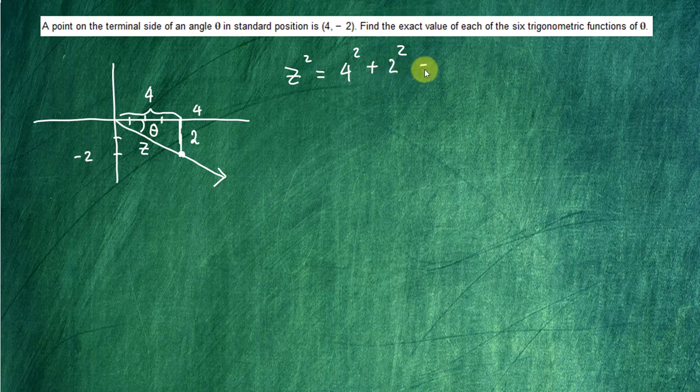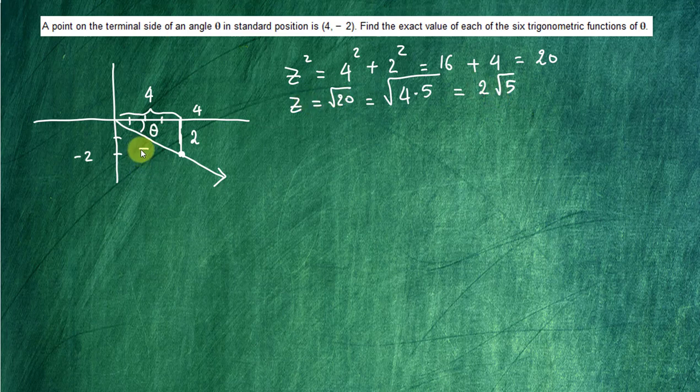If I do that, I have 16 plus 4, that gives me 20. So z squared is equal to 20, so z is the square root of 20. I can simplify: 20 is 4 times 5, and the square root of 4 becomes 2 outside, so 2 radical 5. So the value of z is 2 radical 5. I can erase z and put 2 radical 5 for the length of this segment of the triangle.